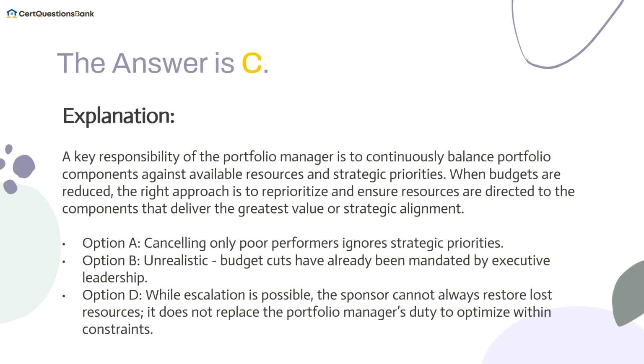Option A. Canceling only poor performers ignores strategic priorities. Option B. Unrealistic, budget cuts have already been mandated by executive leadership. Option D. While escalation is possible, the sponsor cannot always restore lost resources. It does not replace the portfolio manager's duty to optimize within constraints.